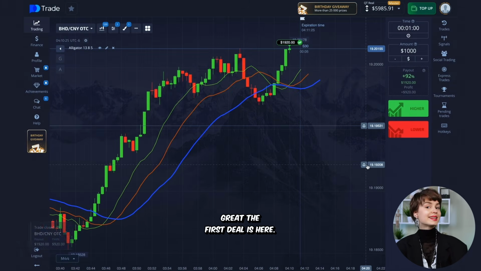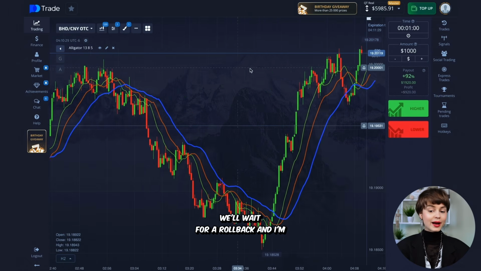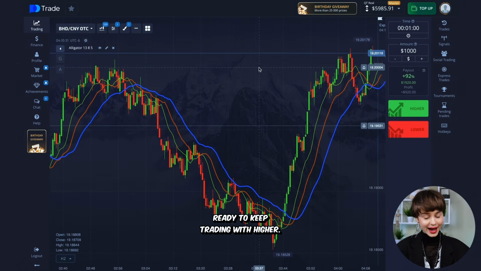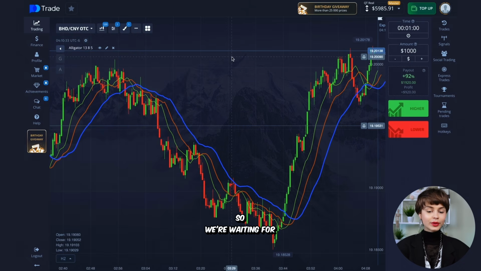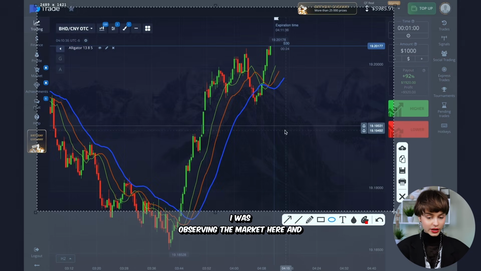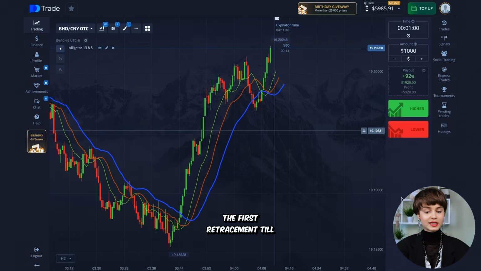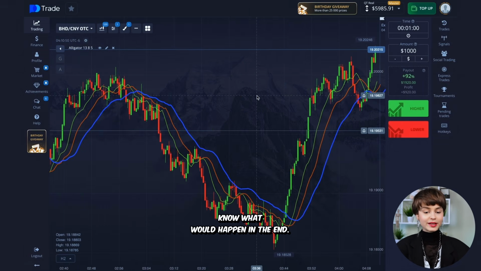Great, the first deal is here. We'll wait for a rollback and I'm ready to keep trading with higher. So we're waiting for a small retracement. I was observing the market here and I wanted to open a deal with higher from the strong blue line already, but it confused me that this is in fact the first retracement to our moving average and we don't know what would happen in the end.